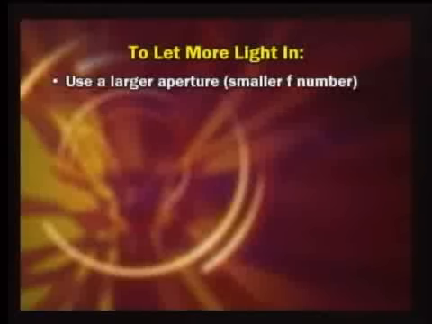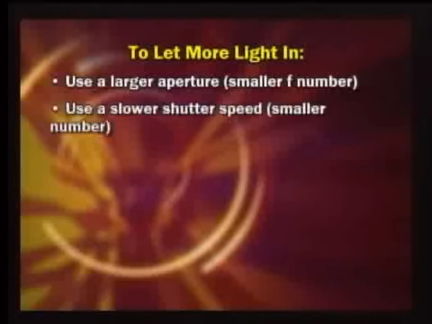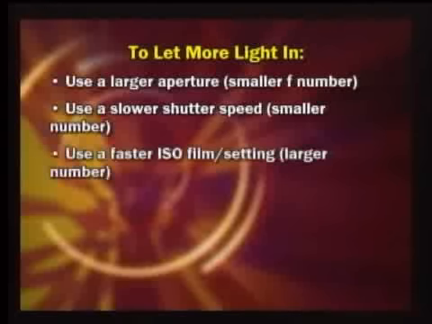Okay, so just to summarize what we talked about last week, if you want to let more light in the camera, let's go back to the graphic. Let more light into the camera. We can use a larger aperture, which means a smaller F number. Use a slower shutter speed, which means a smaller number on the shutter speed. Use a faster ISO film or setting, which means a larger number.